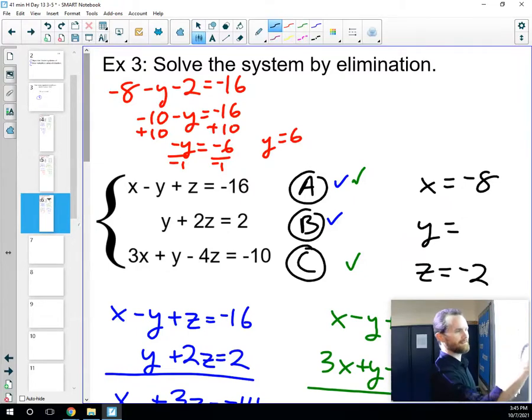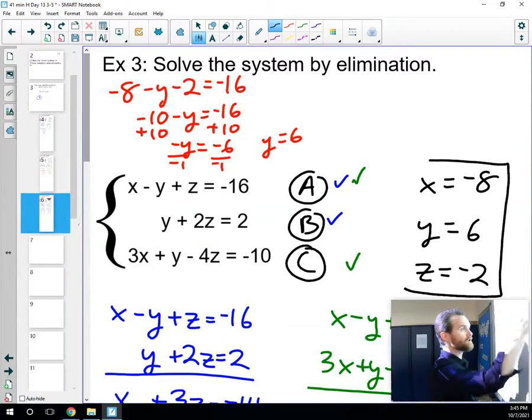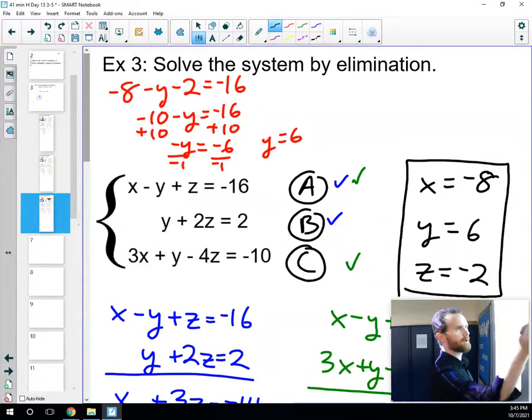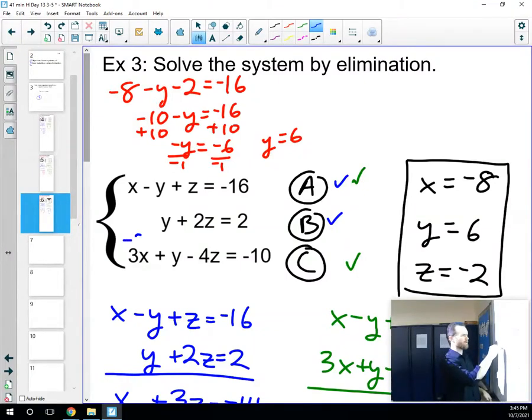Now, last thing. Technically we're done. We could just leave it like that, but I want to double check to make sure we got it correct. We used A, so let's plug them into C. So 3 times negative 8 is negative 24, plus y is 6. Negative 4 times negative 2 is plus 8. So 6 and 8 are 14, and negative 24 plus 14 does come out to negative 10. So we're correct.